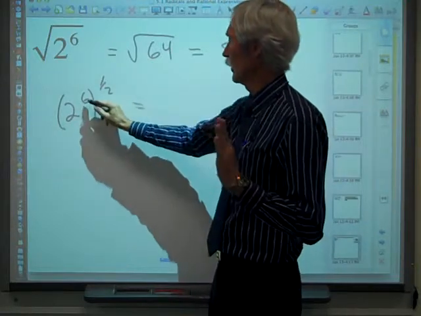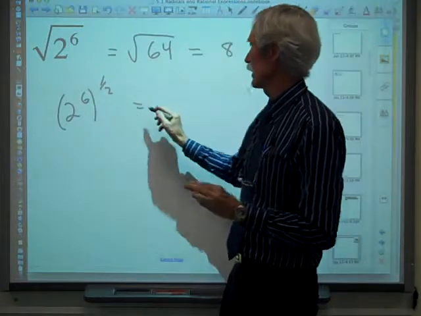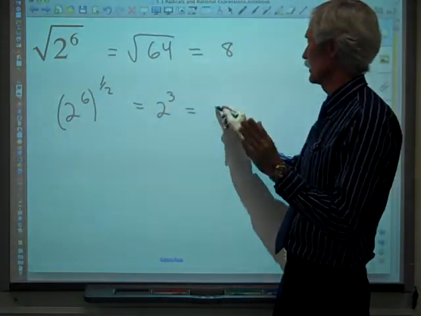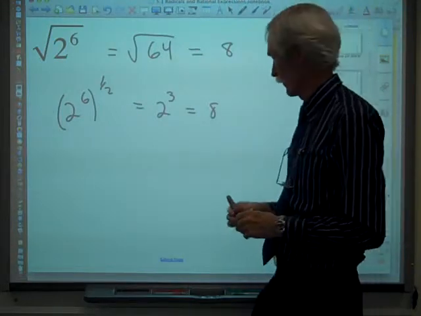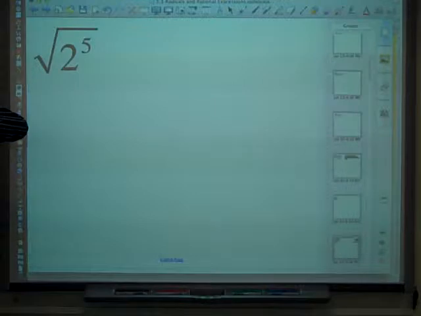Or, you could have said, how do we write a square root as a power? Half. What do you do when you have a power to a power? Multiply. What's half of 6? 2 cubed, and 2 times 2 times 2 is 8. So this is all no calculator allowed.